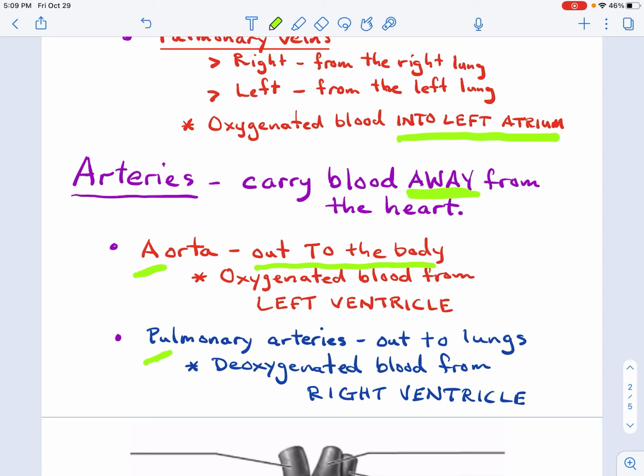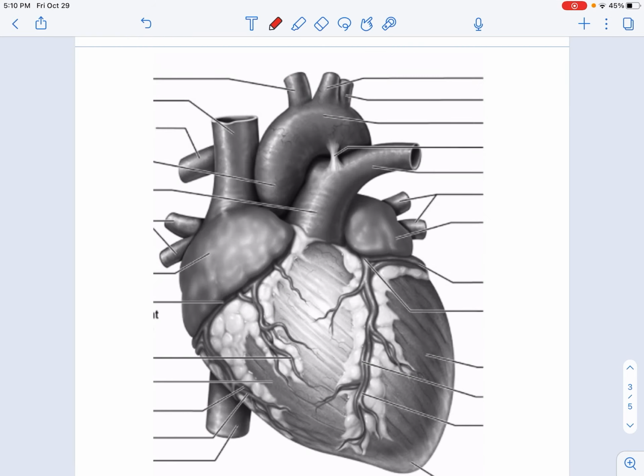The deoxygenated blood that came into the heart from the vena cava, which is the vein, is moved by the right ventricle out through the pulmonary arteries. First it goes through the pulmonary trunk and then branches left and right to go to each of the lungs. Let's see what it looks like when we look at the diagram of a heart.